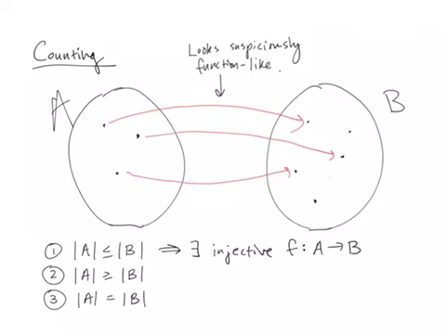And conversely, if there is an injective function from A to B, that establishes a correspondence between the elements of A and a subset of B, which is just the image of A under F, the range of F. And so that means that the cardinality of B has to be bigger than or equal to the cardinality of A. So in fact, this is an equivalence here.